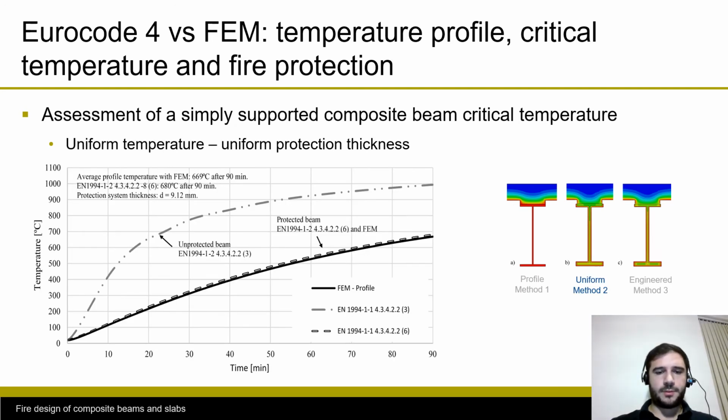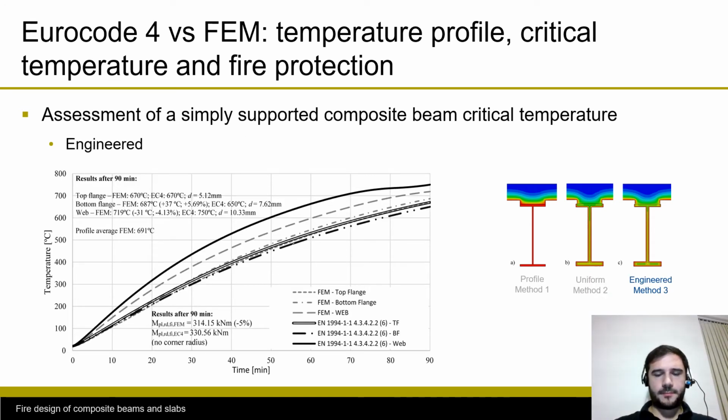The second option was to consider a uniform temperature distribution, and both analytical and numerical approaches show very similar results. So the third option was to consider an engineered temperature profile allowed by different protection thicknesses for the flanges and web. And the differences between the analytical and numerical approach in the temperature profile are up to 5 to 6%. So namely the bottom flange is a bit hotter in the numerical simulation, which can be attributed to the fact that there's some heat transfer between the plates, between the flanges and web, although those differences in the temperature profile represent a difference in the bending resistance of roughly 5%.